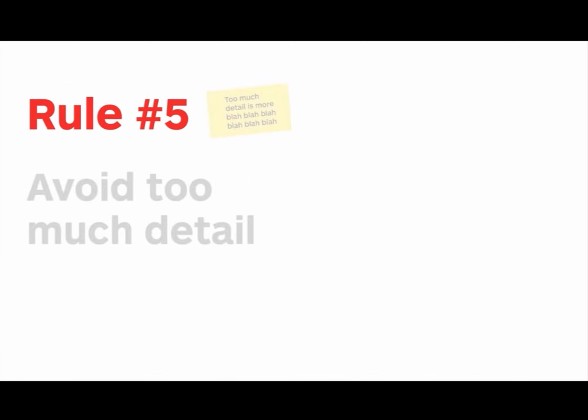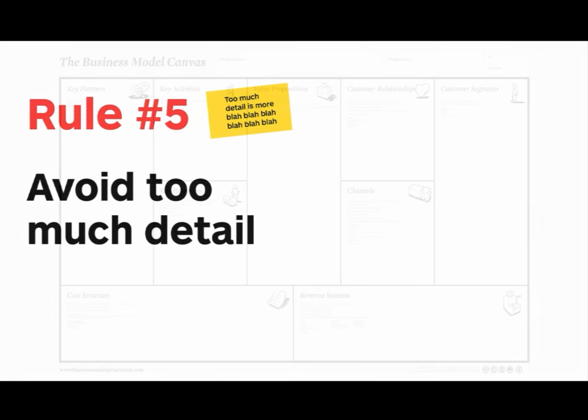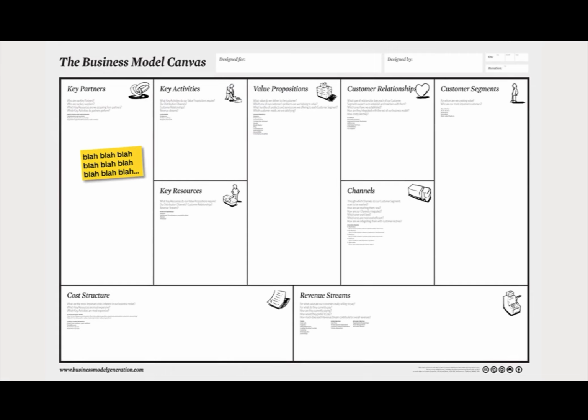Rule number 5, avoid too much detail. One of the things that we see a lot is that people write a lot of stuff on sticky notes. Don't do that because your brain can't process that. If you have 20 sticky notes on a canvas, you won't be able to see the big picture. The right way to do it is to write as little as possible on a sticky note. So use the thickest marker you can find in the room and only use large caps. That way you won't put a lot of information on the stickies, and you'll always be able to process the big picture.